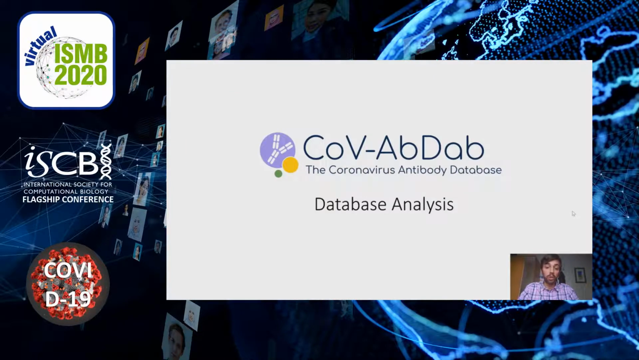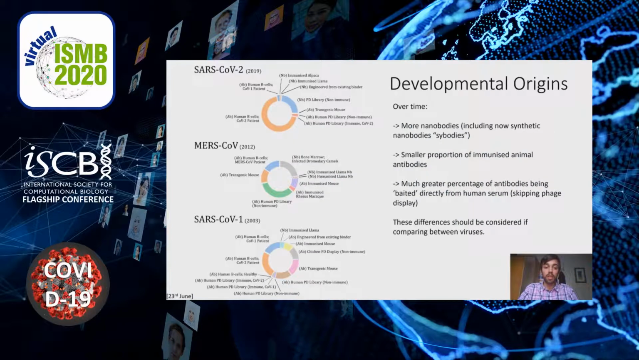We'll now run quickly through a bit of database analysis. And so we looked at the developmental origins of every antibody or nanobody we found that's binding to SARS-CoV-2, MERS-CoV, or SARS-CoV-1. That's going back in time. And what we found is that more nanobodies are being isolated now that we know bind to SARS-CoV-2, considerably more than we found bind to SARS-CoV-1. There's 2 reasons for that.